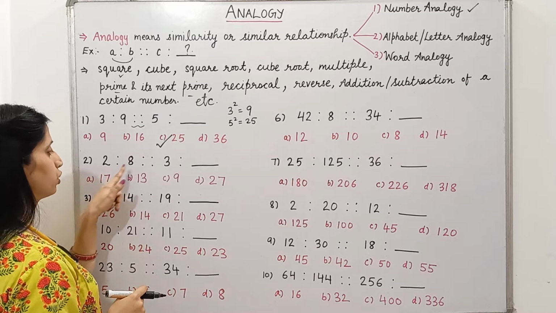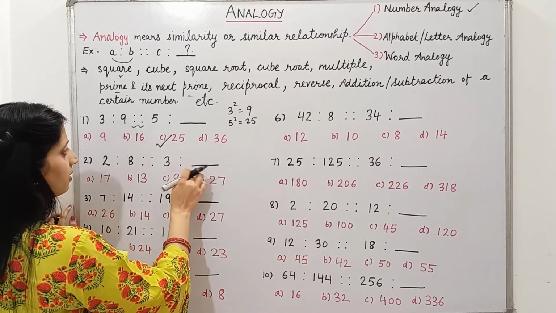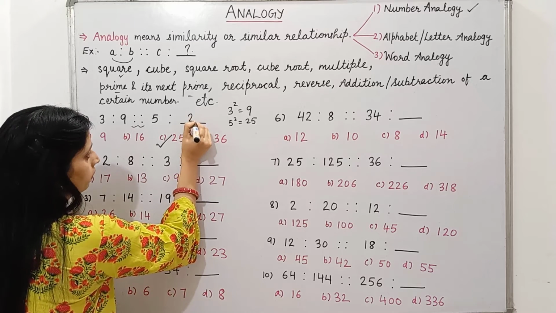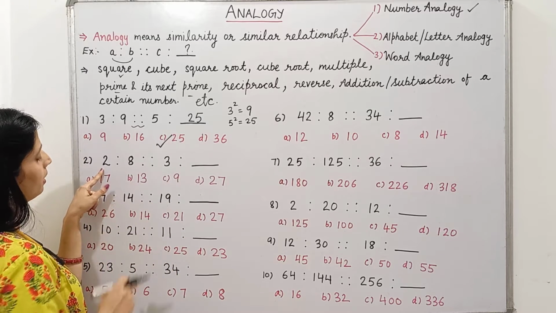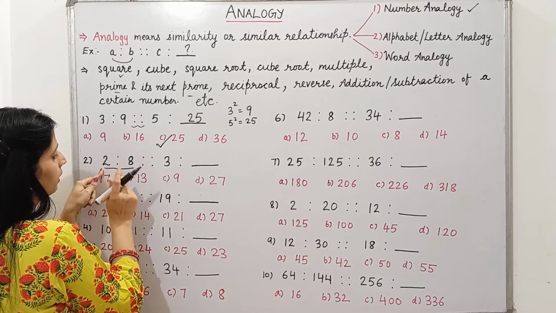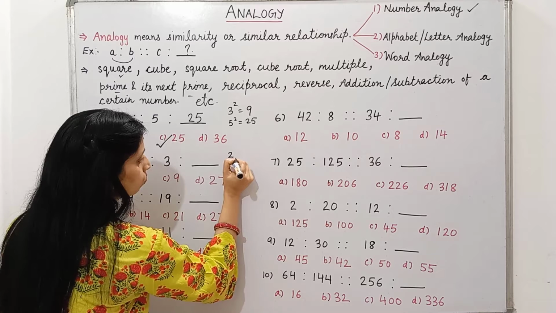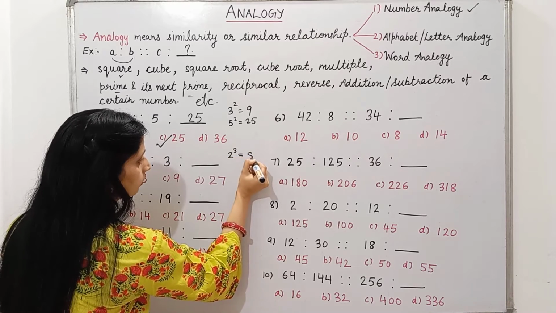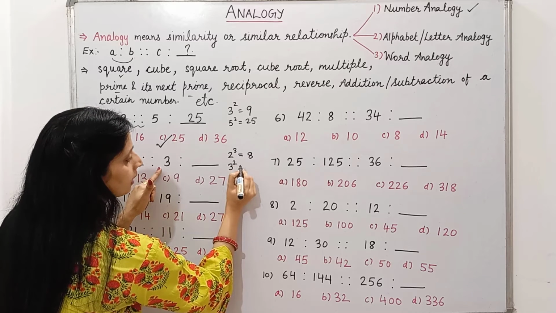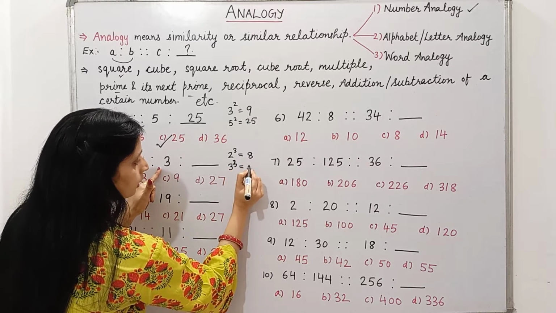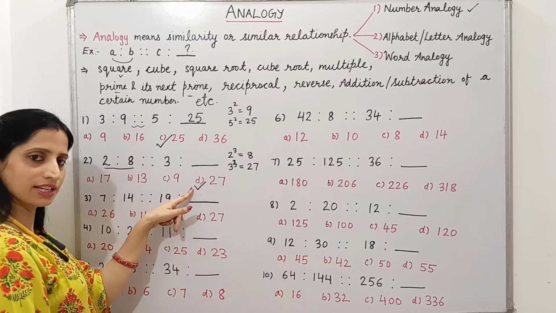Next is 2:8, then double colon, 3:dash. Again, what will it be? Now in this, we have to find this one. Again, what is the relation between these two? We can see that 8 is the cube of 2. If we multiply 2 three times, 2 cube is 8. So, what will be 3 cube? 3 cube is 3 threes are 9 and 9 threes are 27. So, 27 is the D option. We will tick this one.